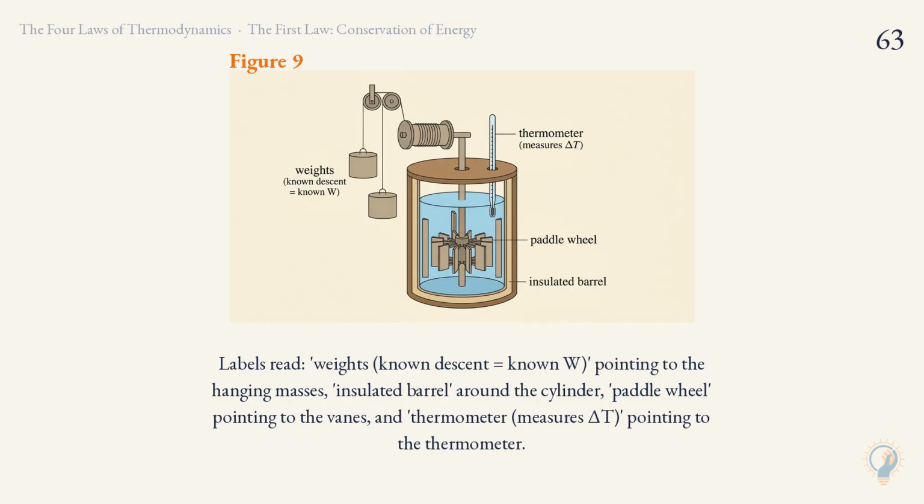Labels read, weights, known descent equals known W, pointing to the hanging masses, insulated barrel around the cylinder, paddle wheel pointing to the vanes, and thermometer, measures delta T, pointing to the thermometer.